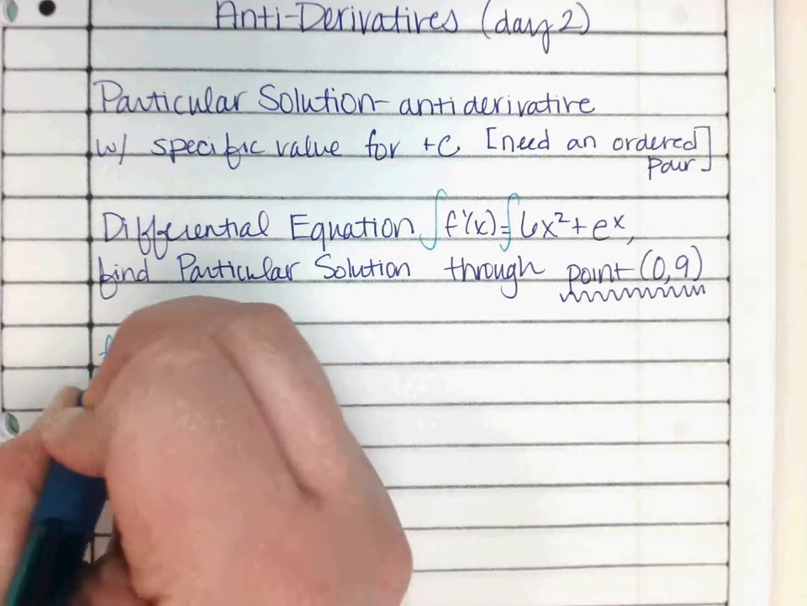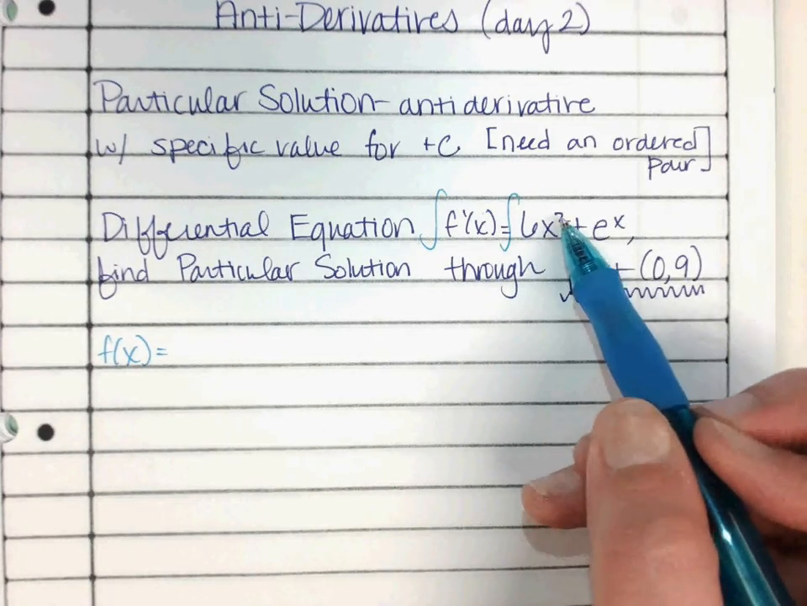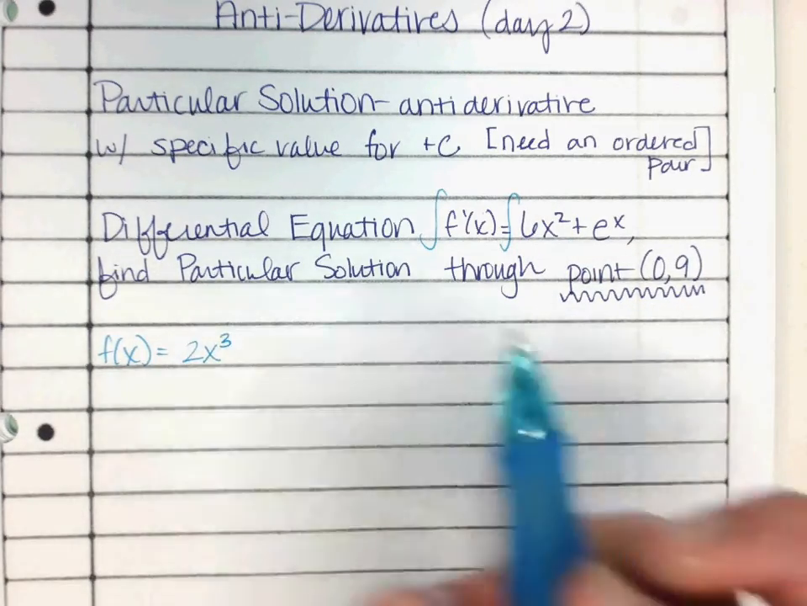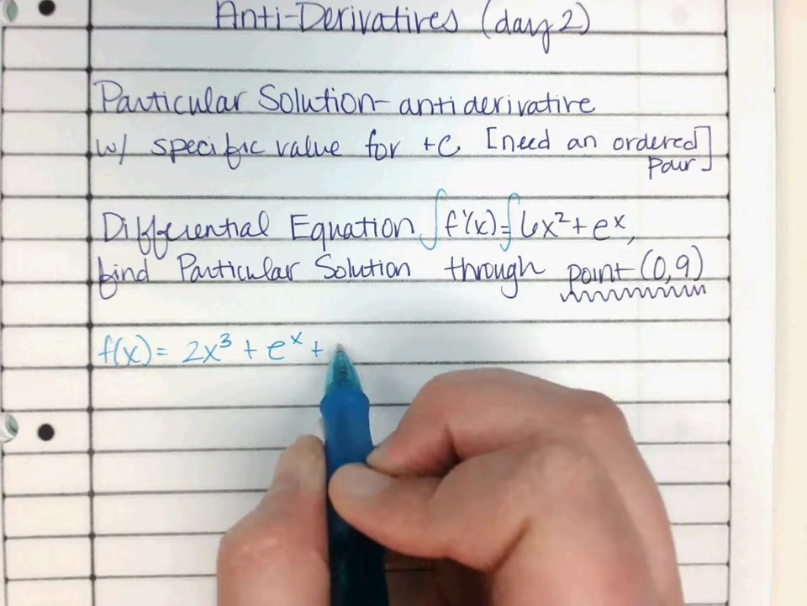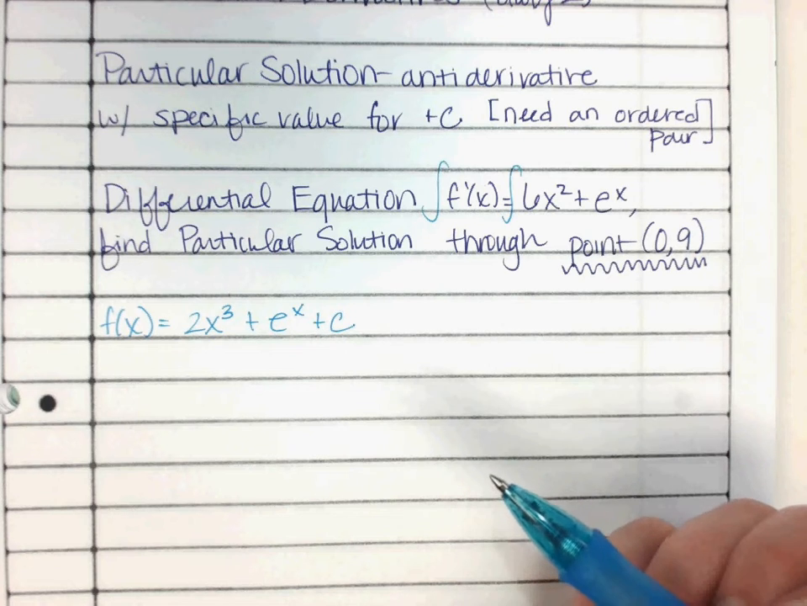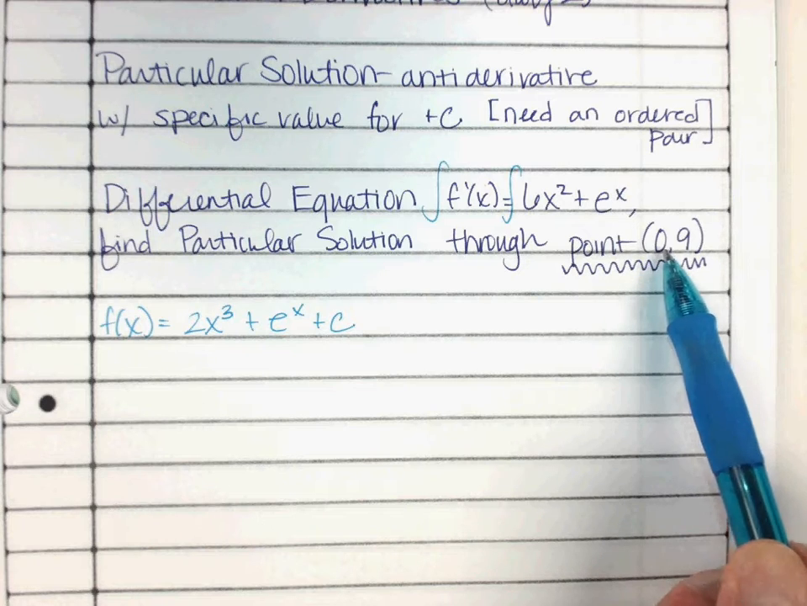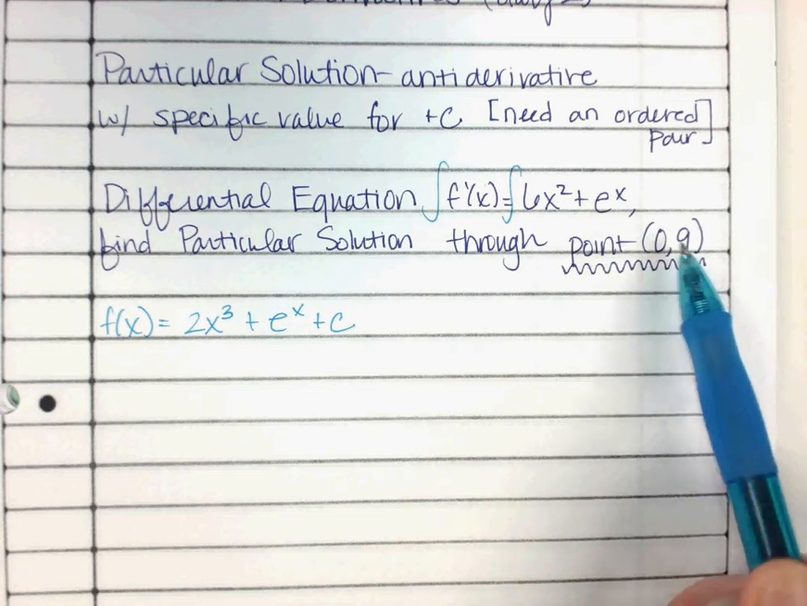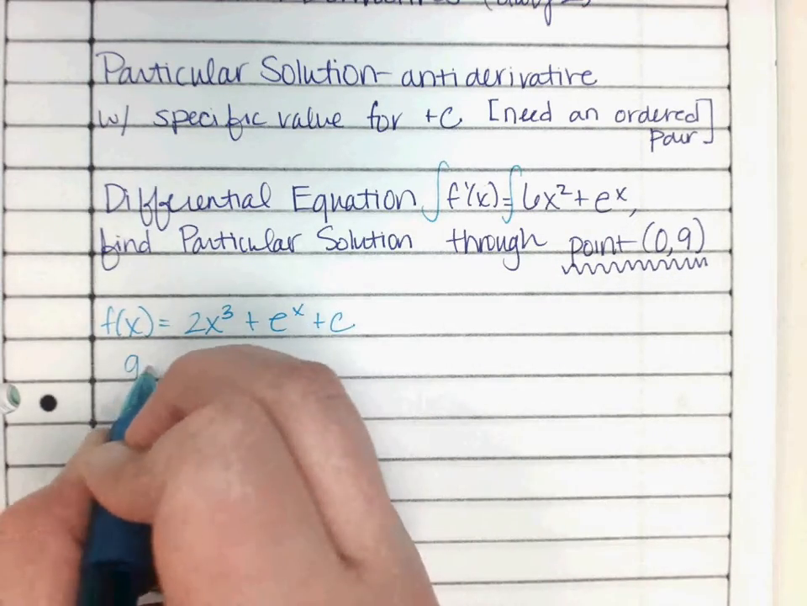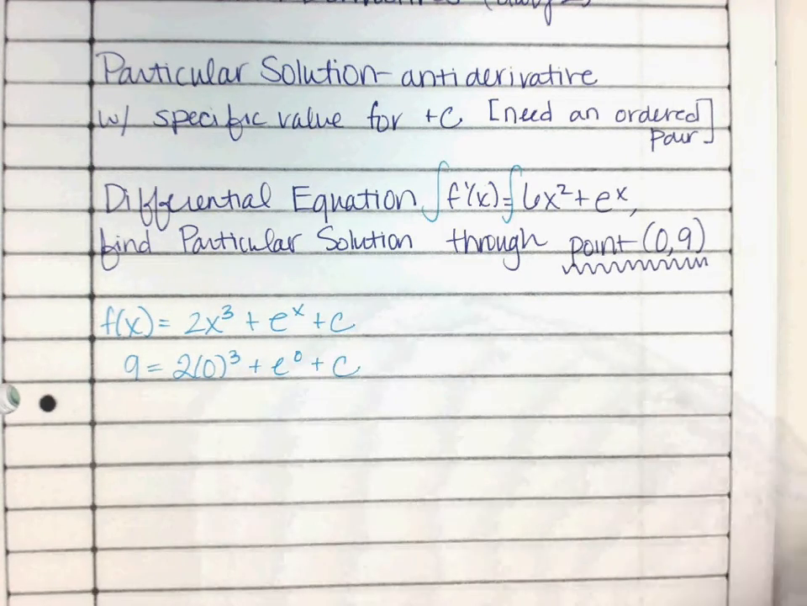What's the integral of f prime called if I undo the derivative? Regular f of x. Okay, then undo your 6x squared. Remember, you add 1 and then divide. Yes, yes. e to the x plus c. Okay, at this point, how can I find c if I know an ordered pair? What is x? 0. What is y? 9. And then what's the only thing left? c. So, I'm going to use my point: 9 equals 2 times 0 cubed plus e to the 0 plus c.